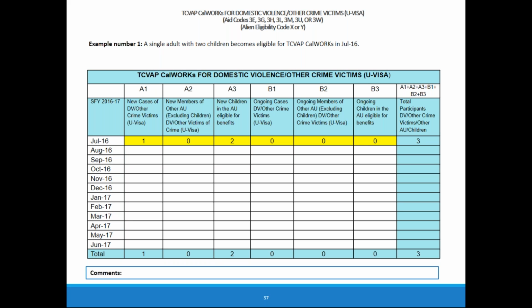Thank you, Julia. Example number one, a single adult with two children became eligible for TCVAP CalWORKs in July 2016. This information will be entered in the July 16th row. On column A1, enter one for the victim. On column A2, enter 0 because there are no other adults living in the assistance unit. On column A3, enter 2 for the children living in the assistance unit. On columns B1, B2, and B3, enter 0 unless there are previous cases to report.